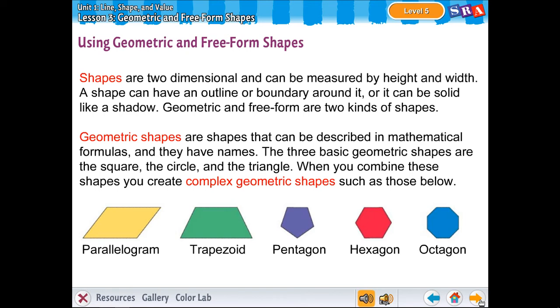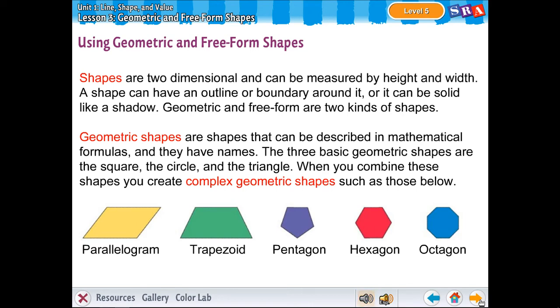Okay, let's go over shapes. And we've been learning about this since kindergarten, so this is a refresher. Shapes are 2D, two-dimensional. Dimensional means you can see it from different angles. Shapes are 2D, and you can measure them in math. You can measure the height, how tall it is, and you can measure how wide it is. A shape can have an outline or a boundary around it, or it can be solid like a shadow.